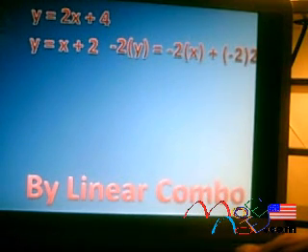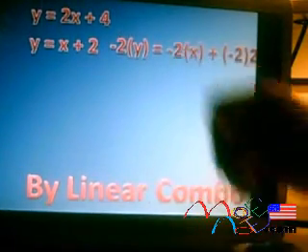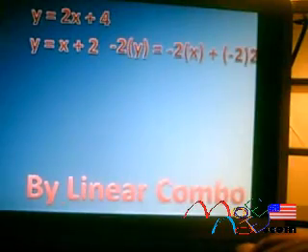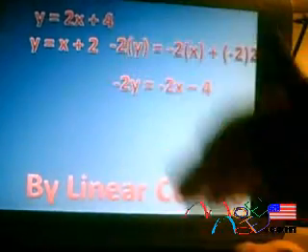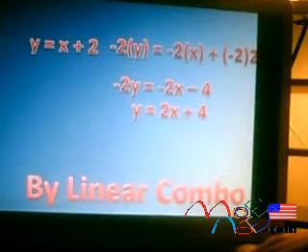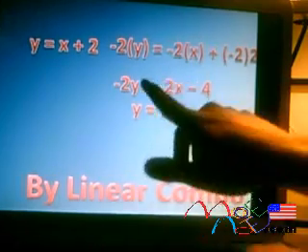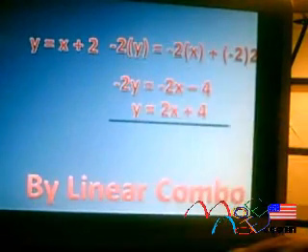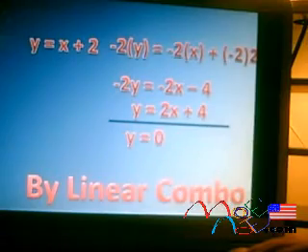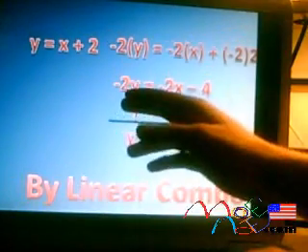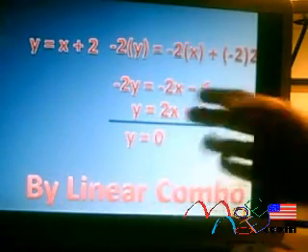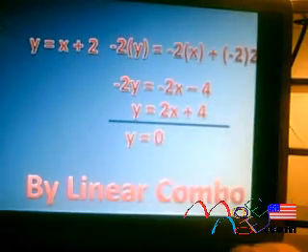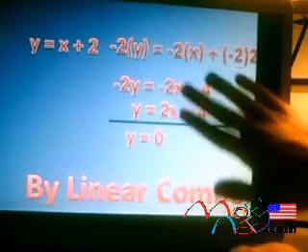Alright? -2 times y is -2y. This is -2x. And this is -4. And if you go ahead and add these two things together, -2y plus y is going to be what? -y. This is going to cancel out, and it just so happens that -4 plus 4 is 0. So everything on this side is going to be 0.